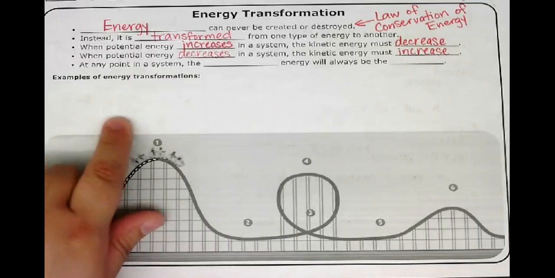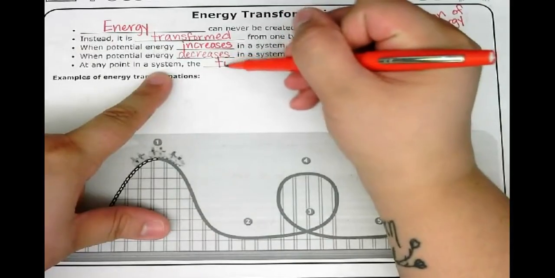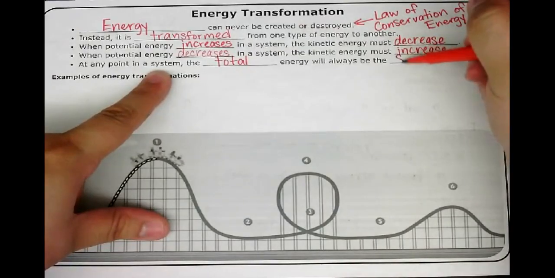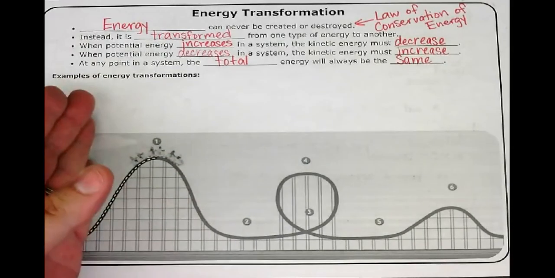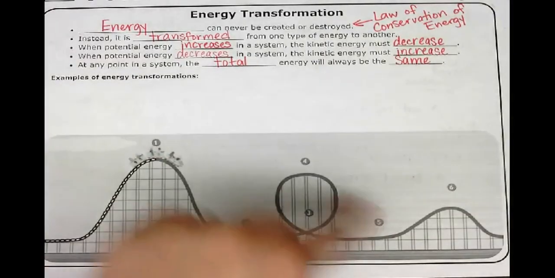At any point in a system, the total energy will always be the same. So if you were to add up all the potential and all the kinetic all together, it's always going to equal the same number, no matter where it is on this roller coaster.